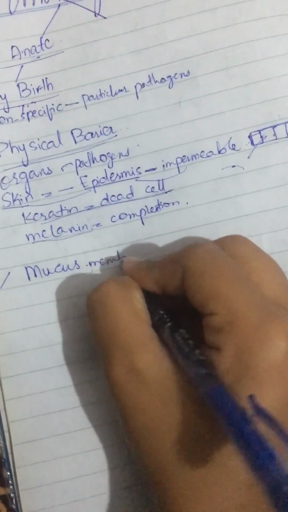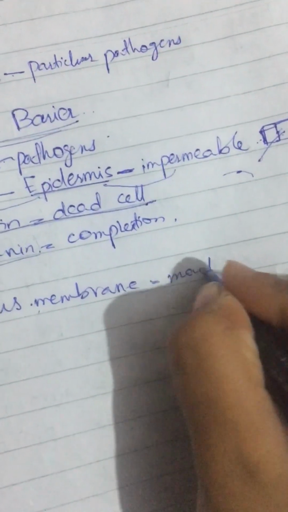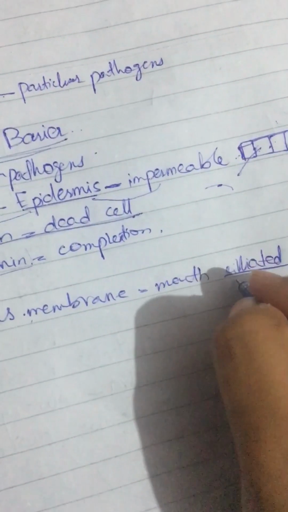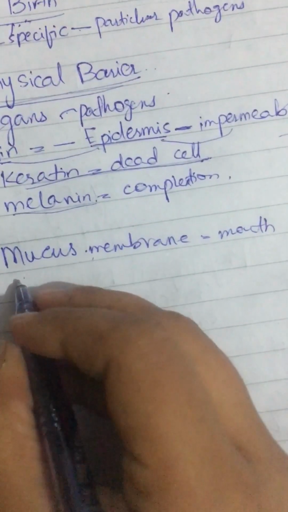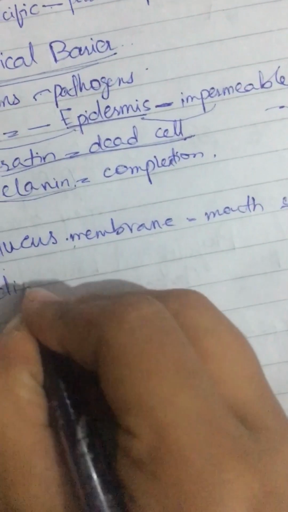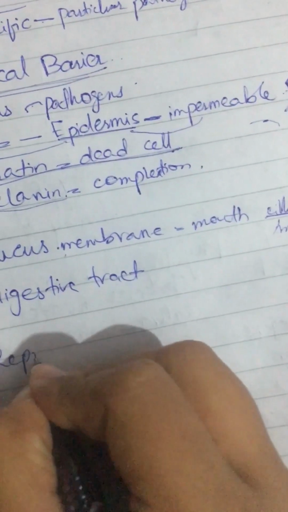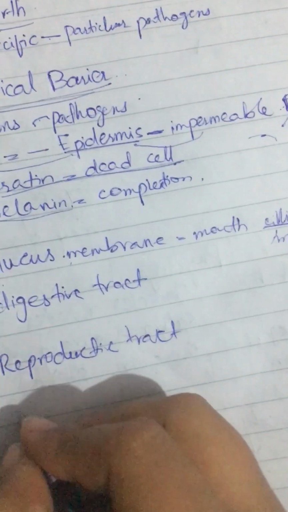So this was our first organ. Next is the mucous membrane, the substance which is in our mouth. It has ciliated cells, which are movable. It is present in three regions: first the digestive tract, second the reproductive tract, and third the respiratory tract.